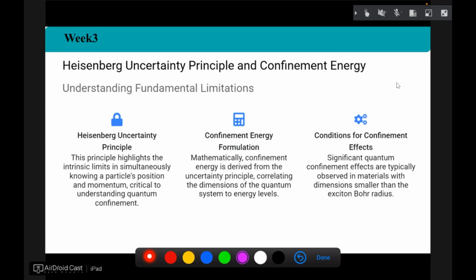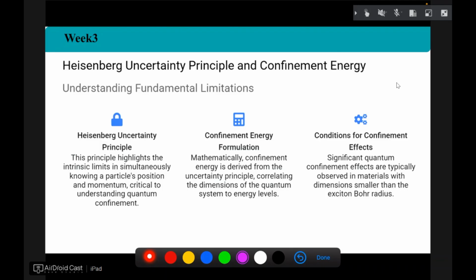So we will talk about what the Heisenberg uncertainty principle and confinement energy are. The Heisenberg uncertainty principle highlights the intrinsic limits in simultaneously knowing a particle's position and momentum, critical to understanding quantum confinement. And we also did the confinement energy formulation, where confinement energy is derived from the uncertainty principle, correlating the dimensions of the quantum systems to energy levels.